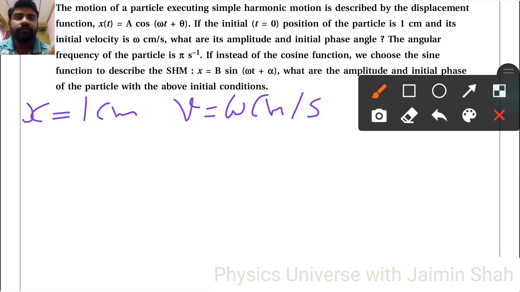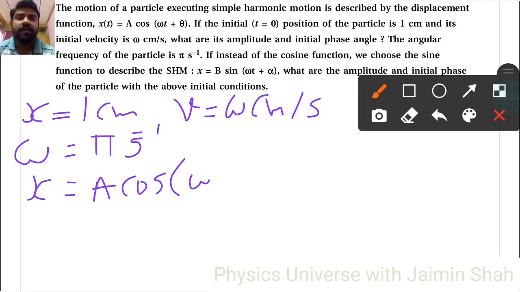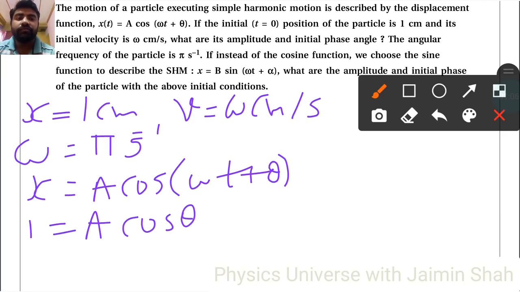The angular frequency of the particle ω is equal to π second inverse. If instead of the cosine function... okay, so first of all we have to find the amplitude and initial phase angle. So first of all, x is equal to A cos(ωt + θ), right? Now initially, t is 0, so A cos θ is equal to 1.